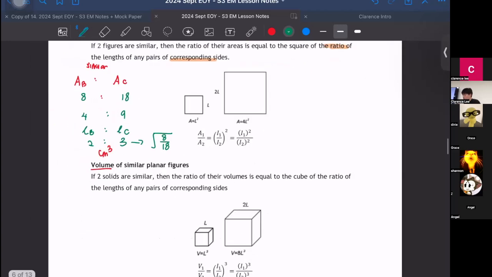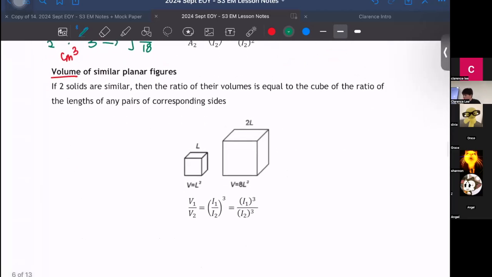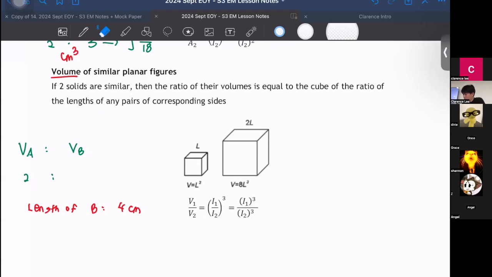Okay, so for volume, same thing, you just need the cube or cube root. So when we talk about this, let's say now you have not a very nice number. Let's say your volume of A to your volume of B is maybe 2:16, something like that. And they tell you that my length of B is maybe like 4 cm. Then you must find the length of A. Sorry, not 16. I want to choose an ugly number, so 15.